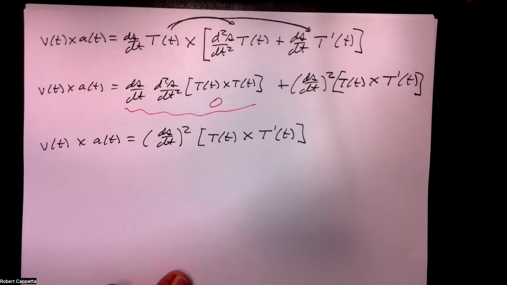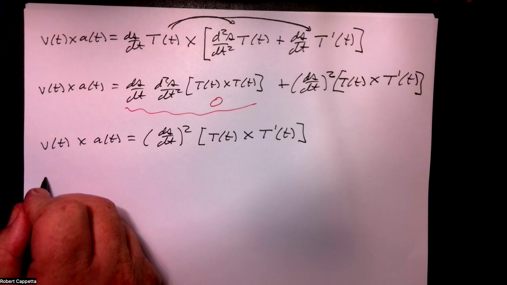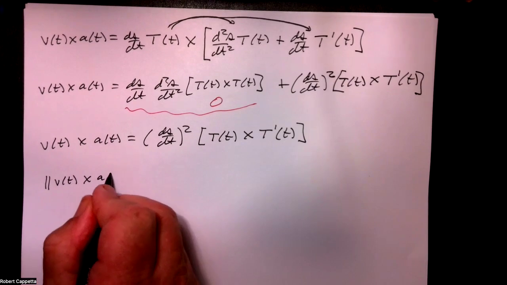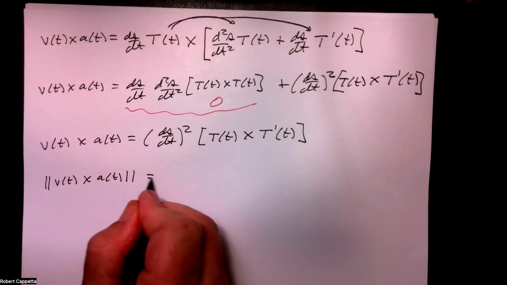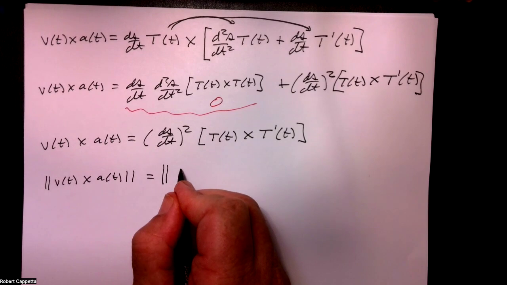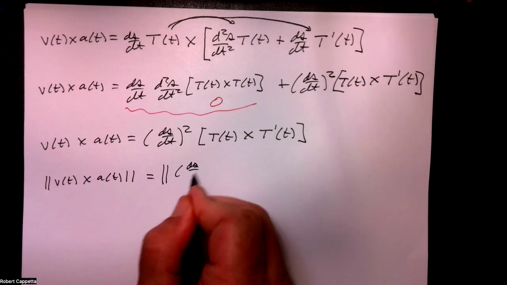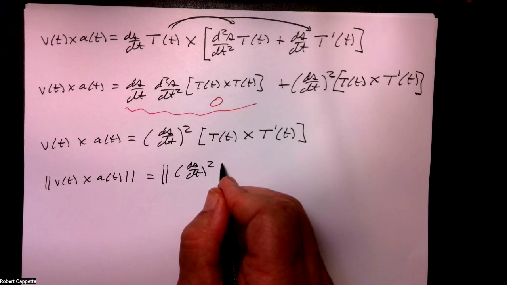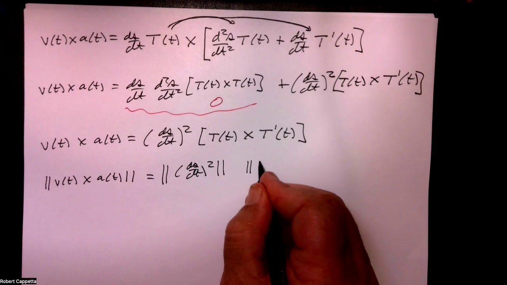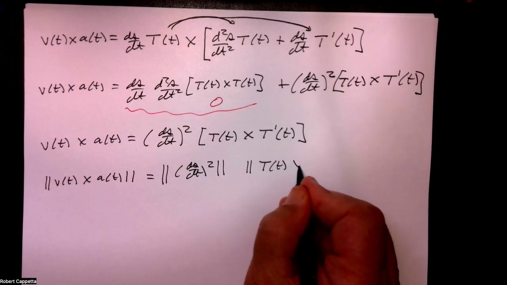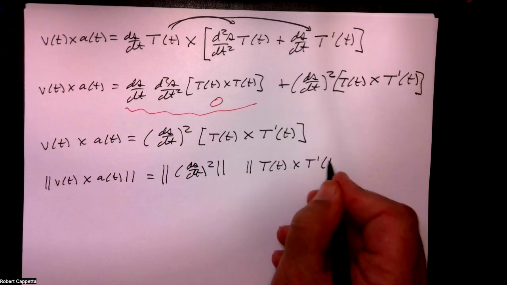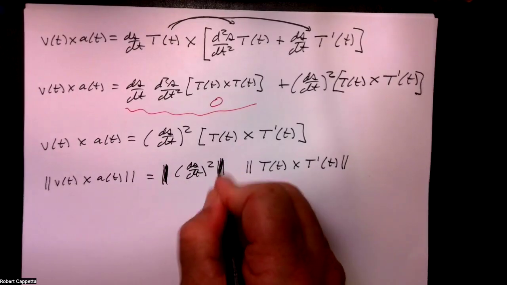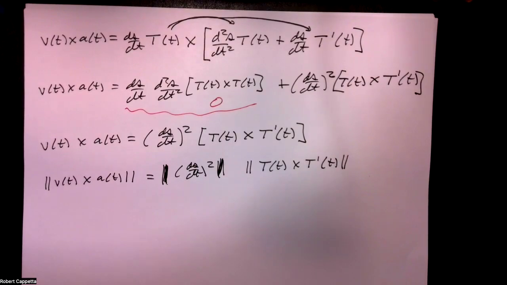Okay, so what's our next strategy? We're going to take the magnitude of both sides. The magnitude of v of t cross a of t is the magnitude of ds/dt squared times the magnitude of T of t cross T prime of t. And really, this would be better as absolute value than magnitude because it's a scalar, but we get the idea in terms of what it means.